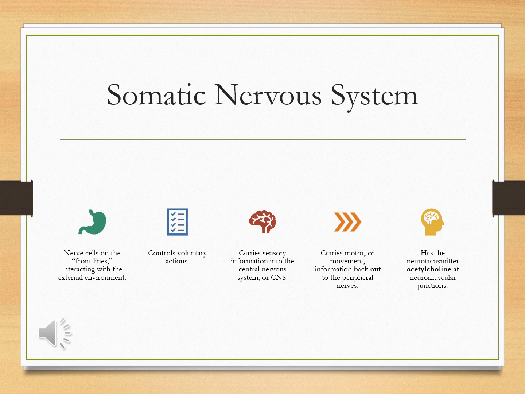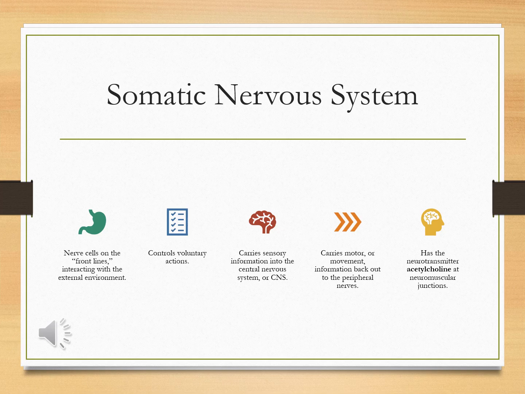In the somatic nervous system, we see that the nerve cells on the front lines, interacting with the external environment, we refer to as the somatic system. The peripheral nerves carry sensory information into the central nervous system, and can carry movement information back out.